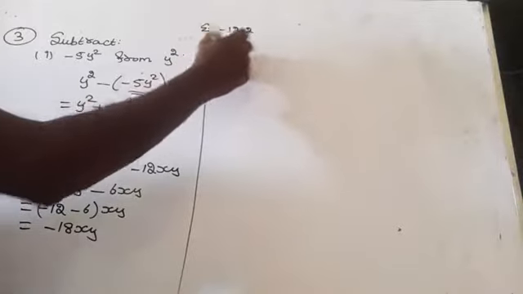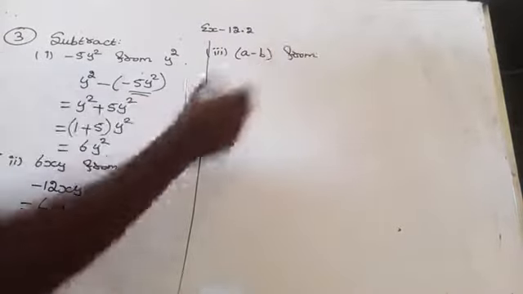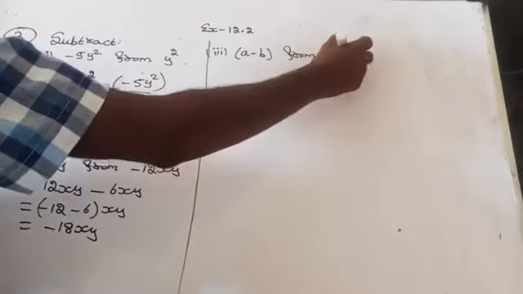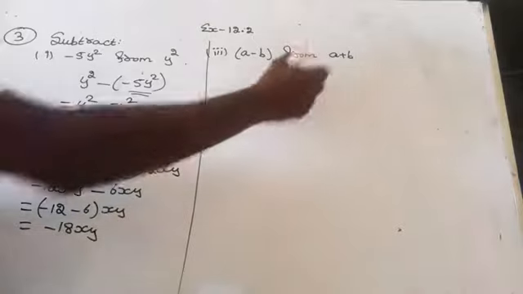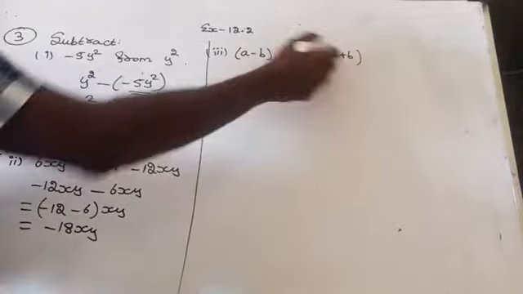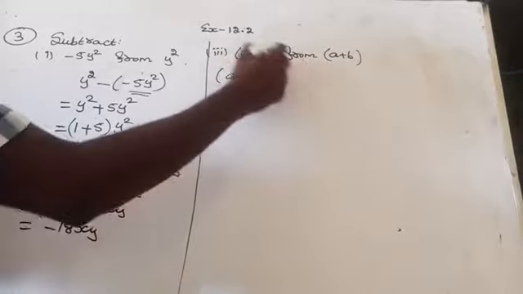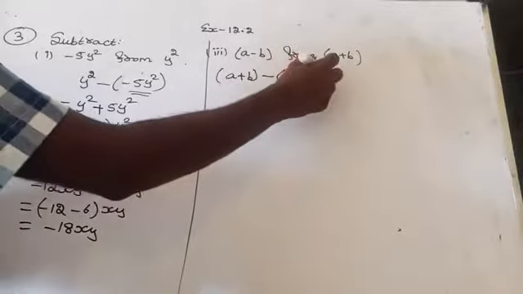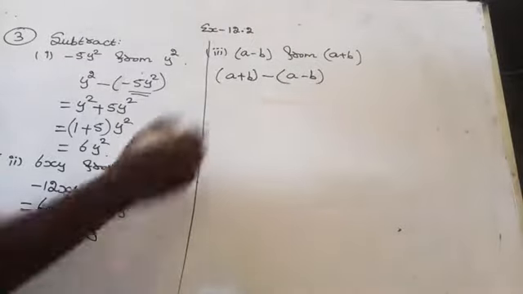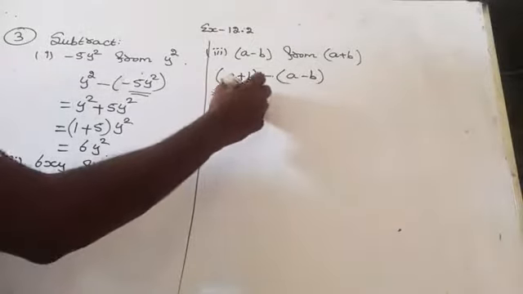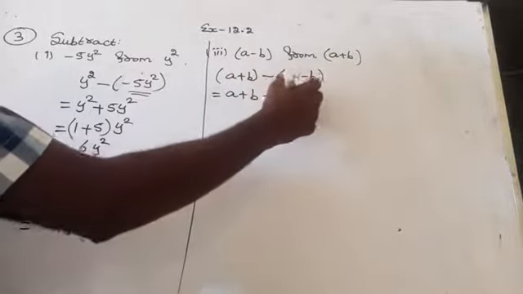Now look at the third part. Subtract a minus b from a plus b. What will come first? A plus b minus of this one, a minus b. So first you remove the bracket by multiplying the minus sign inside. That is a plus b, minus into plus is minus a, minus into minus is plus b here.